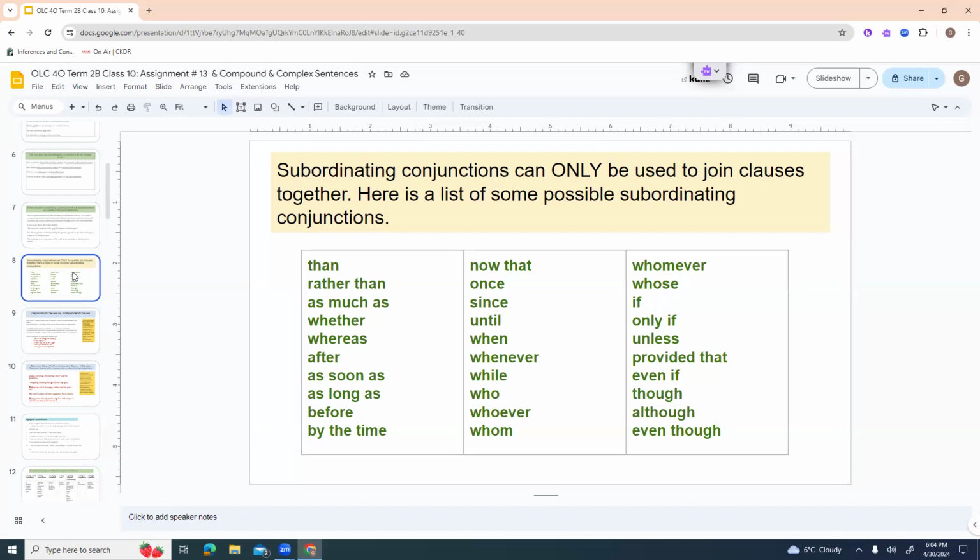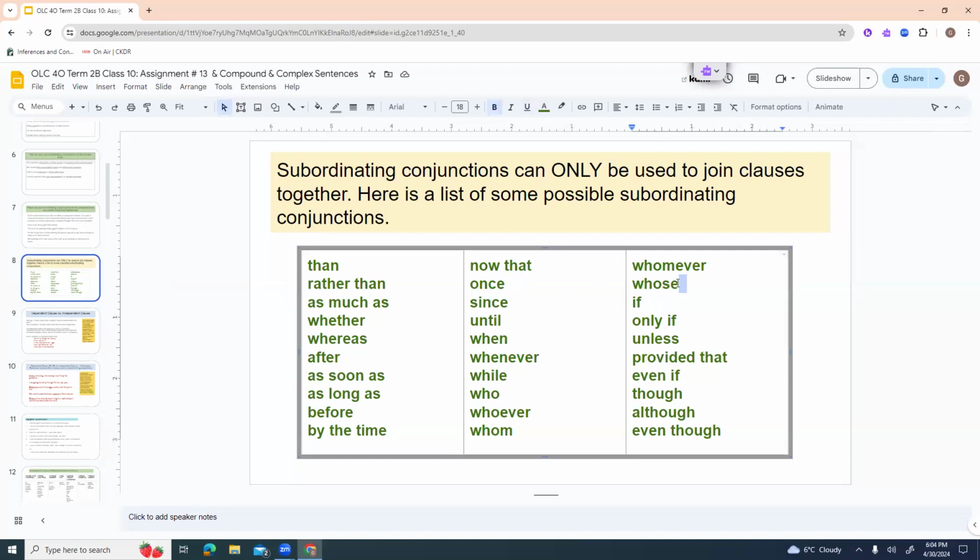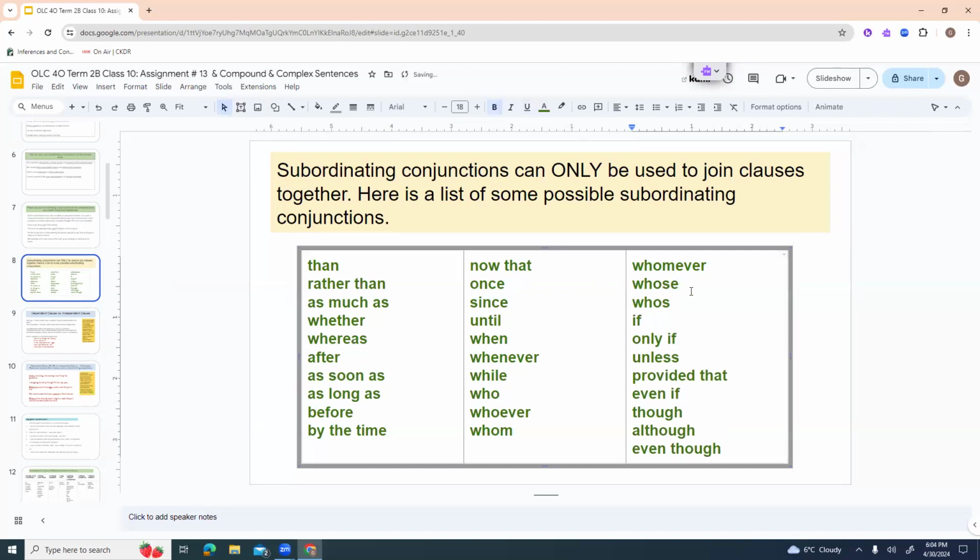We'll see. So things like than, rather than, as much as, whether, whereas, after, as soon as, as long as, before, by the time, now that, once, since, until, when, whenever, while, who, whoever, whom, whomever, whose, whosoever. Doesn't come up very often, but it does come up.